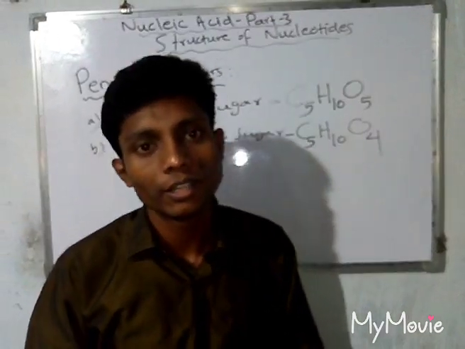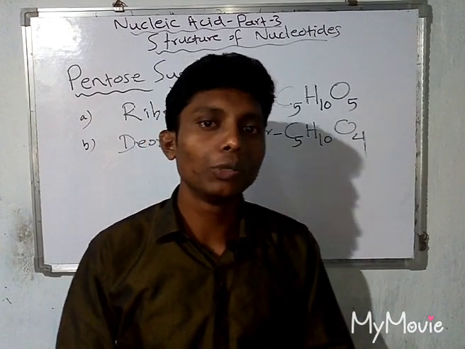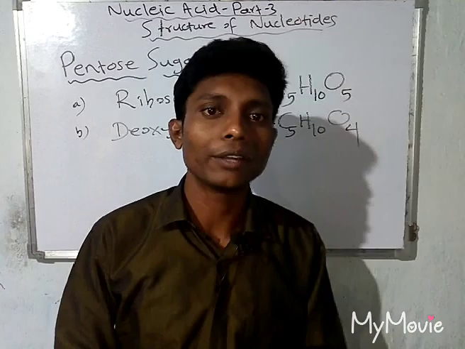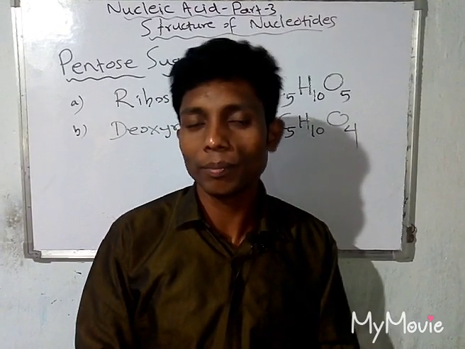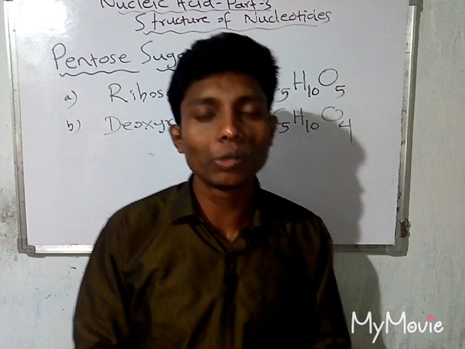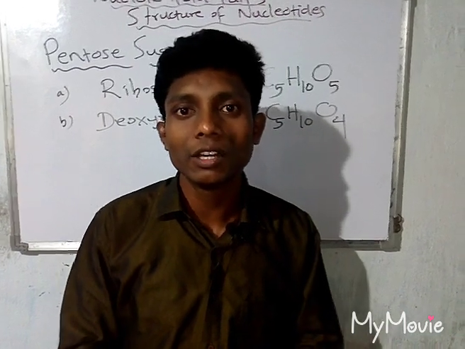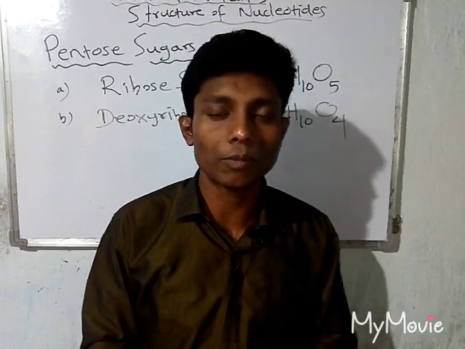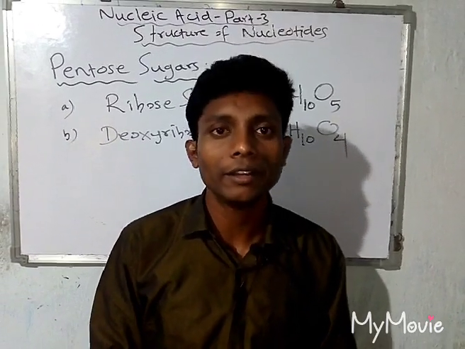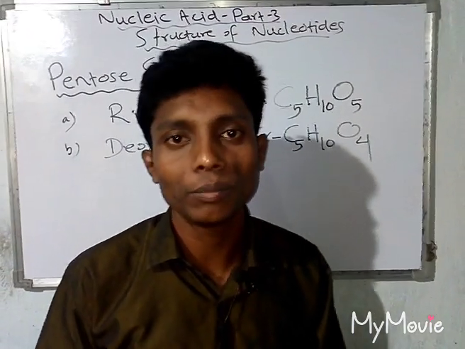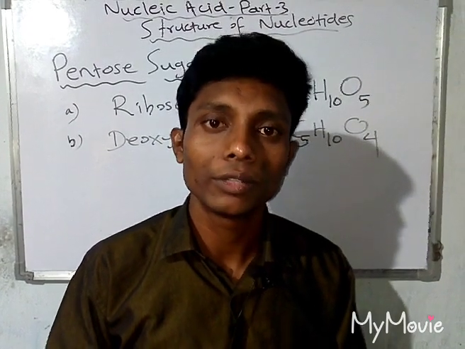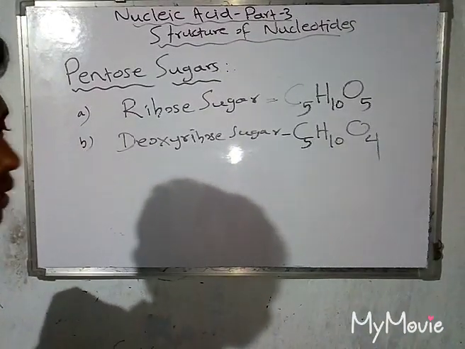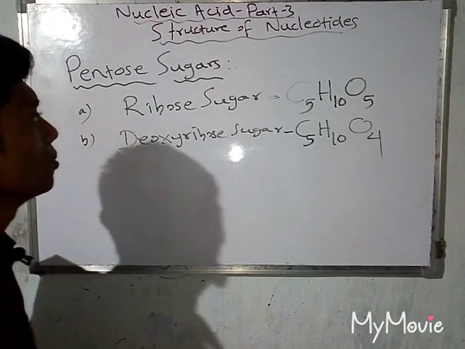Today we'll discuss the constituents of the nucleotides, that are phosphate groups and the sugar molecules. Because in the last class, that is in nucleic acid part 2, we have discussed the structure of nitrogenous bases. Now it is time to go through the structure of phosphate groups and the sugar molecules involved in the structure of nucleotides. Here the sugars are of two types.